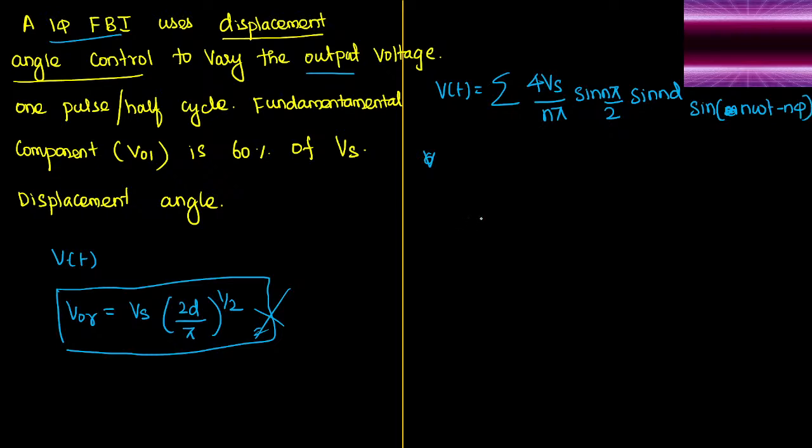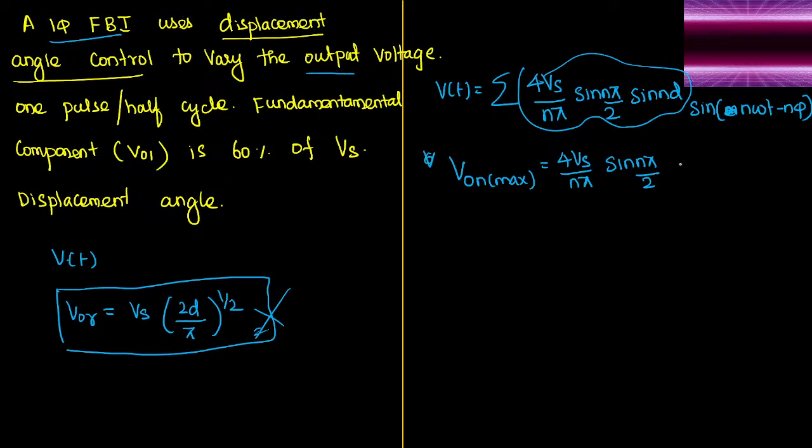This is the formula. Now from here, what is the maximum voltage? So generalized maximum voltage, we can say V naught, the nth order component maximum voltage. This can be written as 4 Vs by n pi. This whole term is going to be maximum, into sine n times of pi by 2, into sine n times of d.